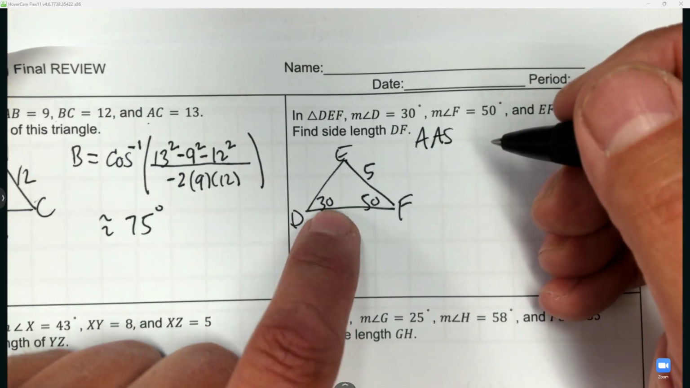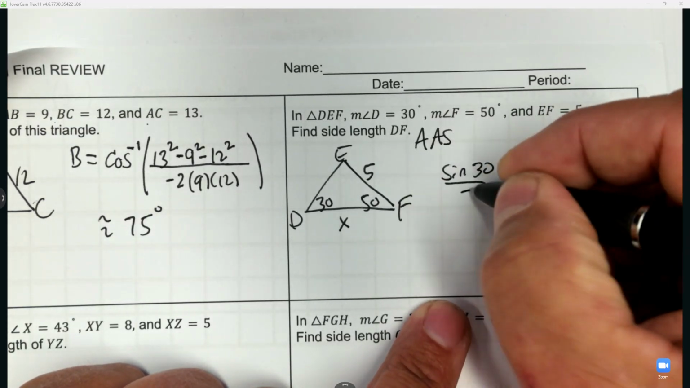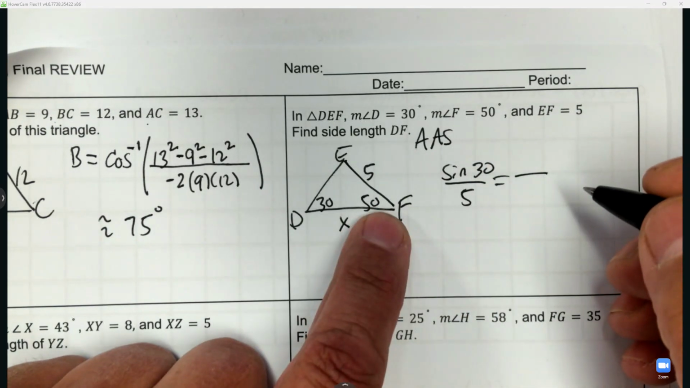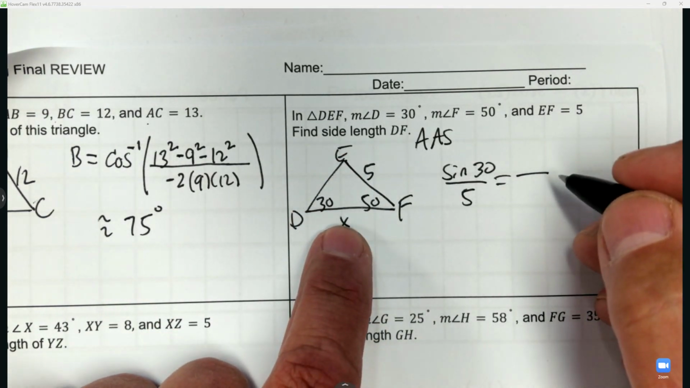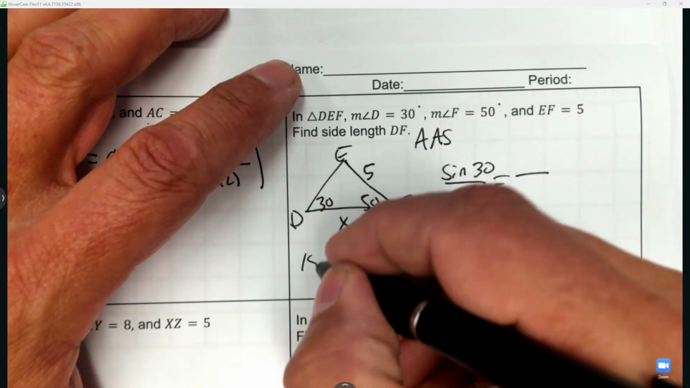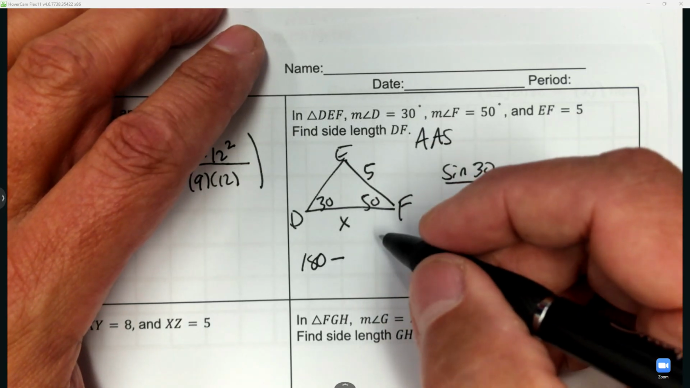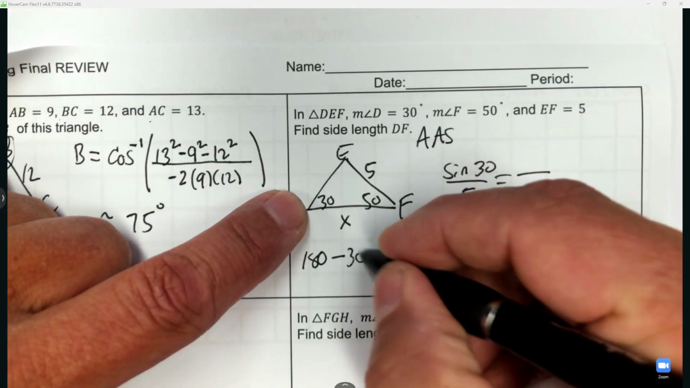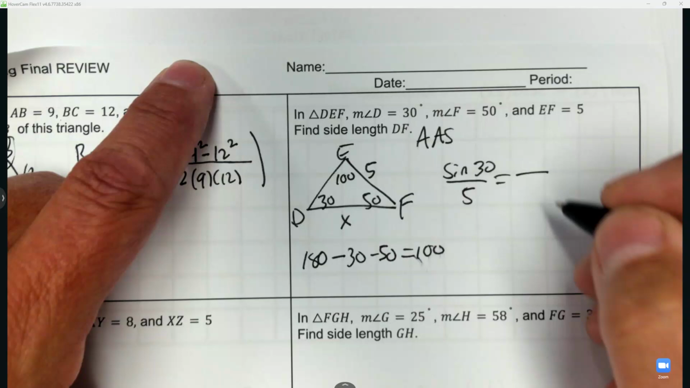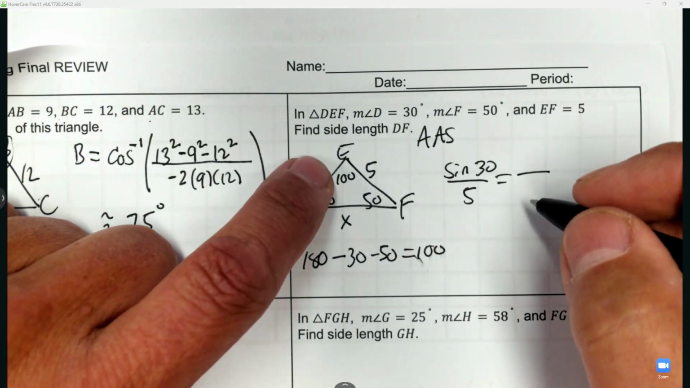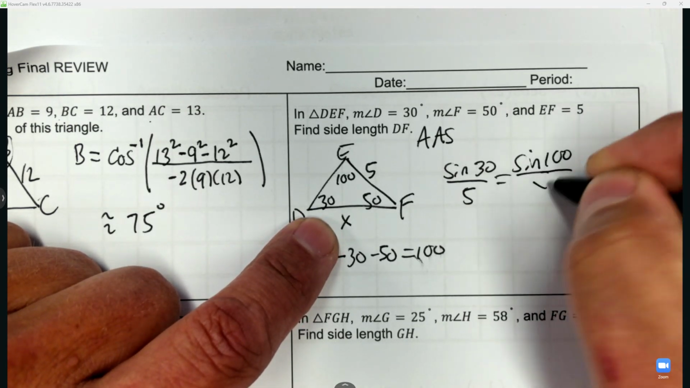So I need to know an angle and its opposite side to create a ratio. So we're going to go sine 30 over 5. The only other angle I know is here, but I really want the angle opposite of x for the ratio. So is there a way to find that angle? There is. So if you add all three angles in a triangle, they always add to 180. We're going to take away 30 and take away 50. And then what's left for the angle up here is 100. And it's important because it's opposite of the side I'm looking for. So now I'm going to type or write sine 100 over x.